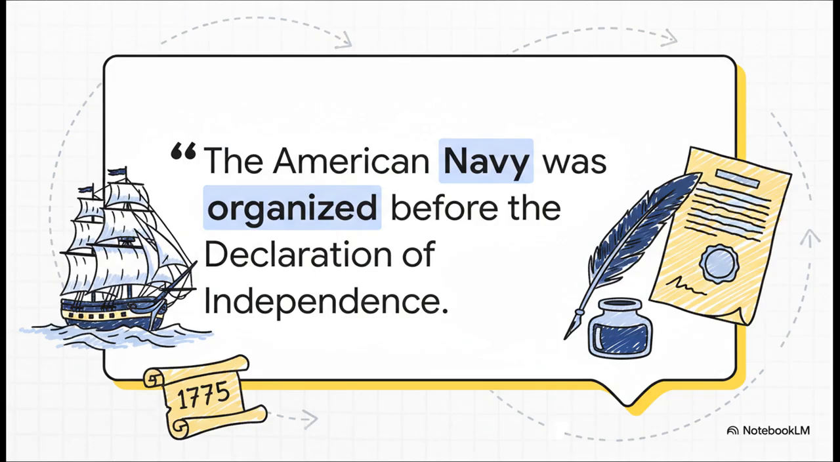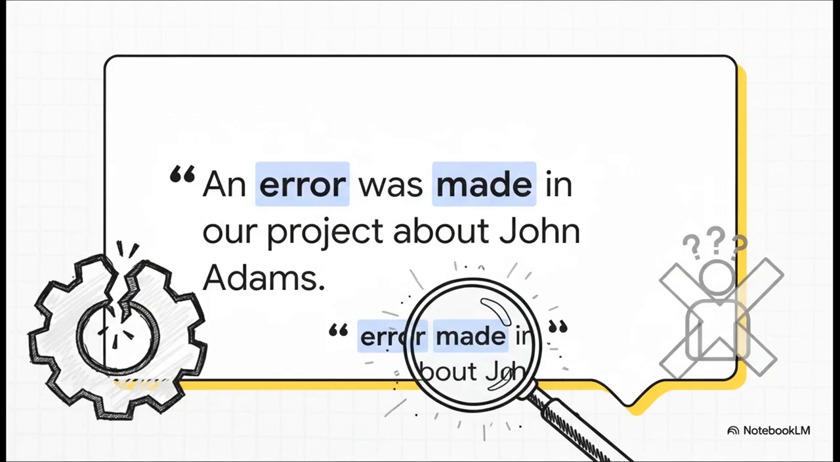The American Navy was organized. By who? Well, a lot of people probably. We don't really know, and it would take way too long to explain. The important part is that the Navy was organized. So using the passive voice here works perfectly. And for that second case, think about this one. An error was made. A classic. Here, the focus is entirely on the error itself, not on pointing a finger at who messed up. It's a strategic, sometimes diplomatic choice to de-emphasize the actor.